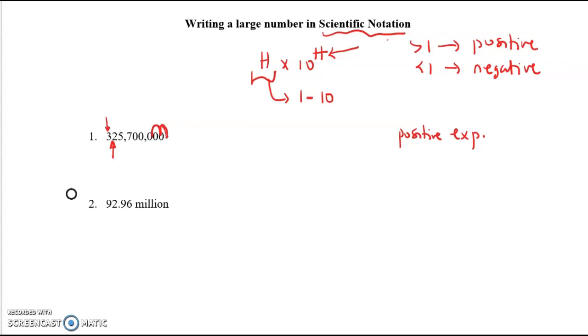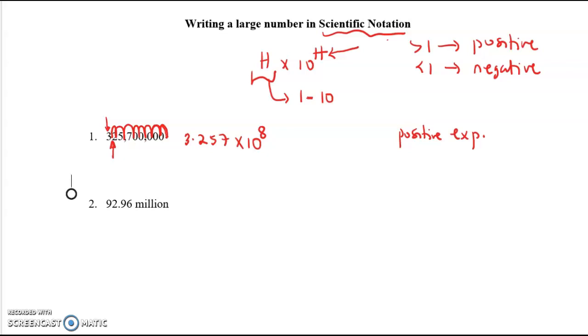We have 1, 2, 3, 4, 5, 6, 7, 8. So this becomes 3.257 times 10 to the 8. And we have a positive 8 because 325,700,000 is large.